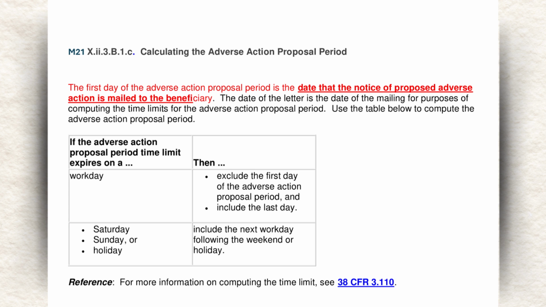Now let's look at this graph. It says if the adverse action proposal period time limit expires on a work day, exclude the first day of the adverse action proposal period. Include the last day. Saturday or Sunday or holiday, it goes to the next day. So let's just say that 60 days expires on that Saturday. It will not expire until that following Monday.